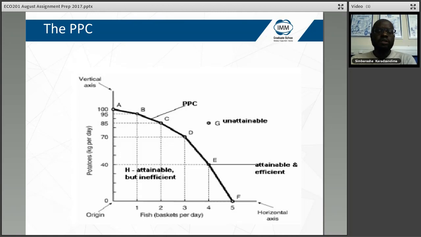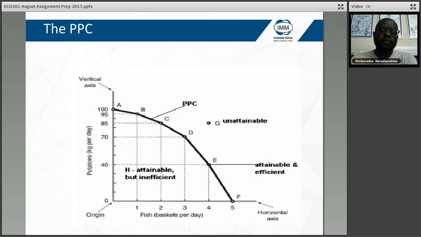We can also calculate opportunity cost moving from point A to point D. So the difference there will be the difference between 100 and 70, which is 30. So the 30 kgs of potatoes that you sacrifice is the opportunity cost of moving from point A to point D. Then it is also possible to come from point F going upwards.